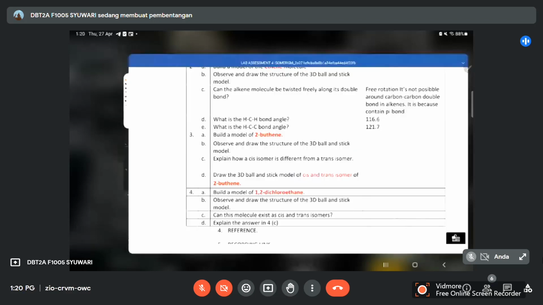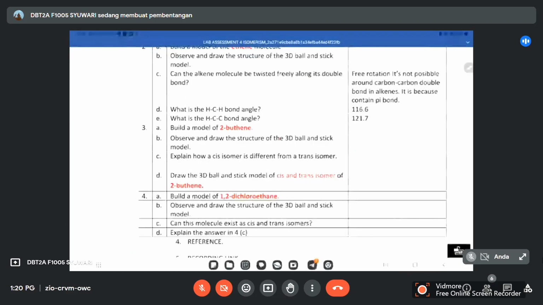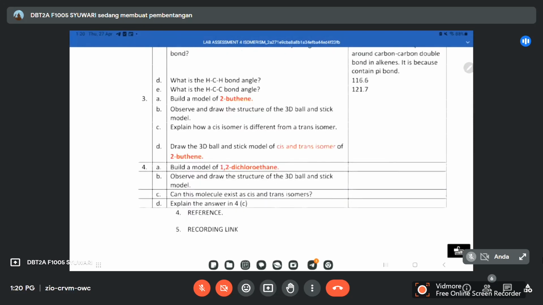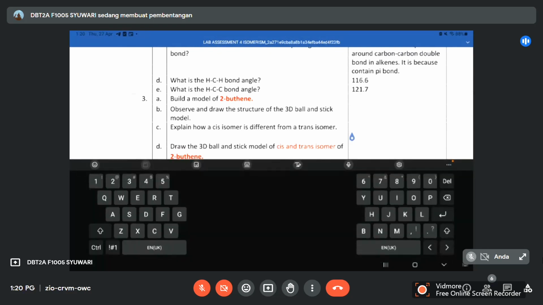Don't worry, I can compile later and we submit on CTOS the result and data and also the reference and the recording. So for 3C, explain how a cis isomer is different from a trans isomer. For this question, I want Zayani to answer. Zayani, can you explain how a cis isomer is different from a trans isomer?